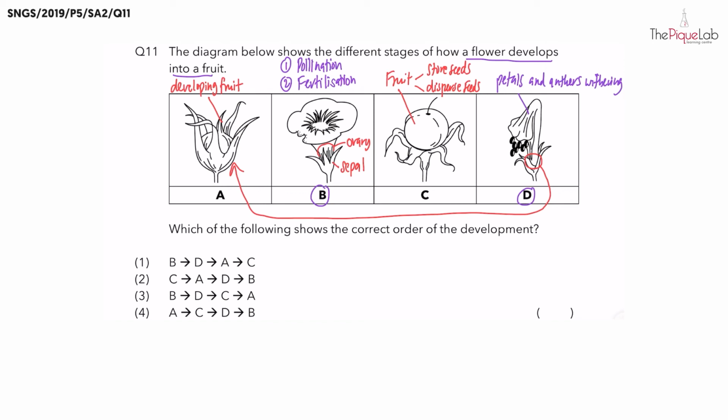The question wants us to arrange the pictures in the correct order of development. So we begin with the flower that was ready for reproduction. And after the process of pollination and fertilization, we see the petals and anthers withering. That's in picture D. And in picture A, we see the ovary developing to become the fruit. And eventually the fruit reaching its full size with seeds inside. And which option shows us the correct order? That is option number 1.